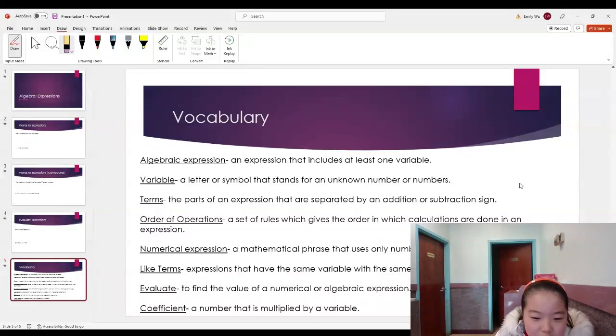Like terms: expressions that have the same variable with the same exponents. Evaluate: to find the value of a numerical or algebraic expression. The last one, coefficient: a number that is multiplied by a variable. Okay, that's all the words.